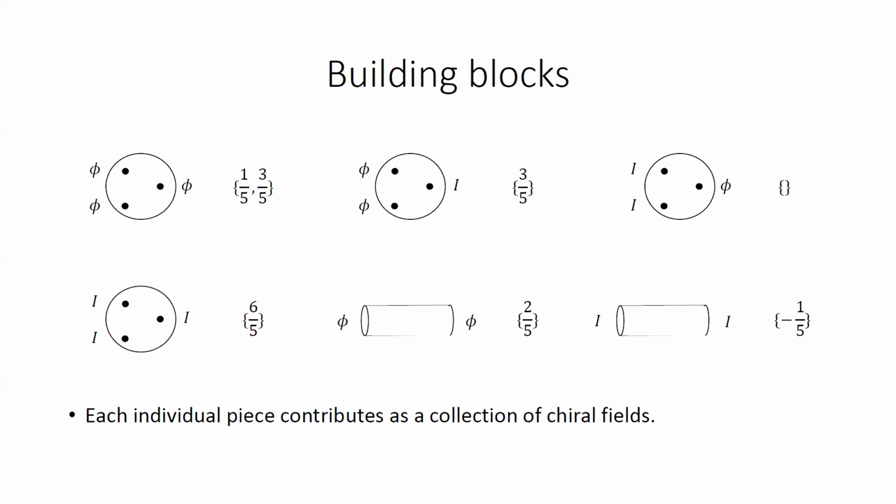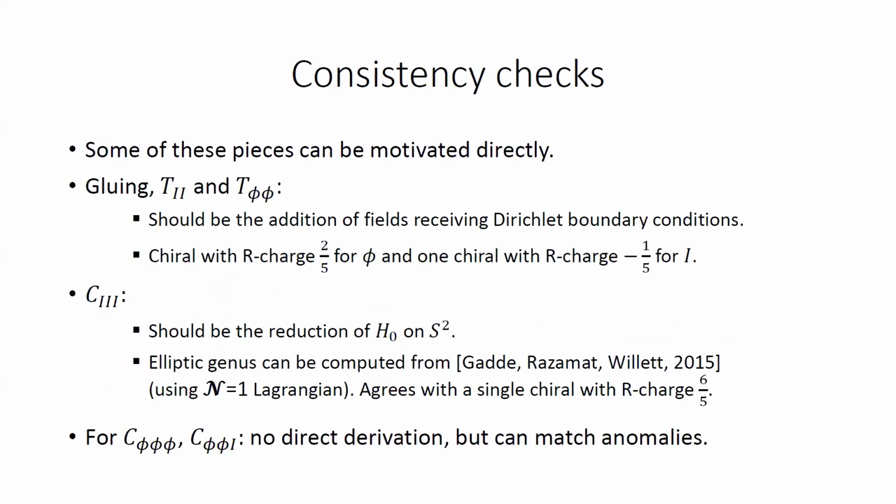H0 on S2 alone. And you can actually compute the elliptic genus of the reduction of H0 on S2 from this result by Gadde, Razamat and Willett, where for the H0 you use the Maruyoshi-Song Lagrangian. But you find this agrees with the elliptic genus of a single chiral field with R charge 6/5.